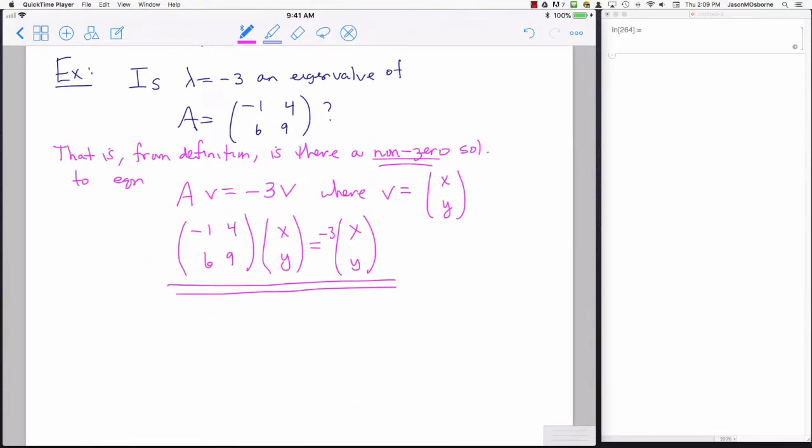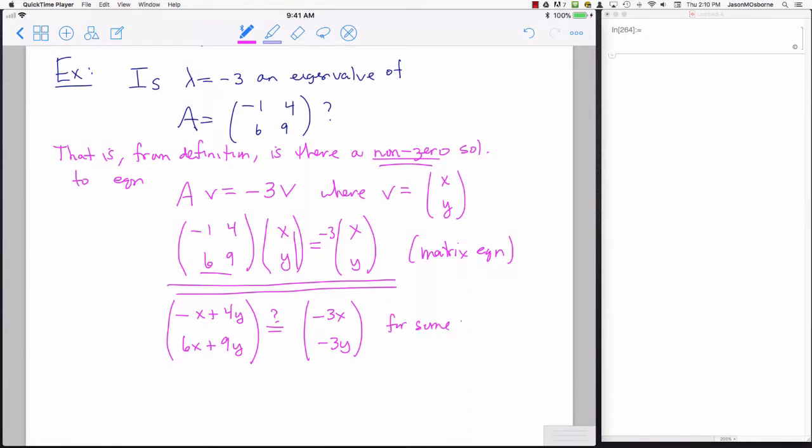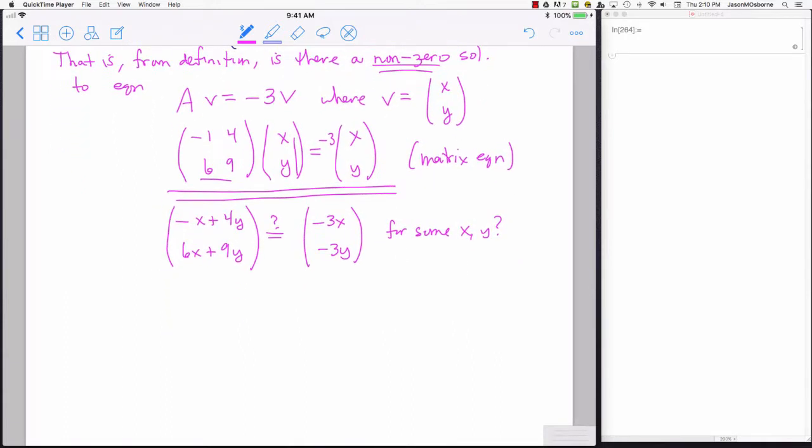Consider what this matrix equation is asking. One can use matrix-vector multiplication to turn this into -x + 4y for the first entry of the vector, and 6x + 9y for the second. And the question is, is that equal to -3x, -3y? Is there a solution for some x and y? Well, you continue to work this out, and you get yourself into solving a system of equations, which can be solved in a variety of ways.